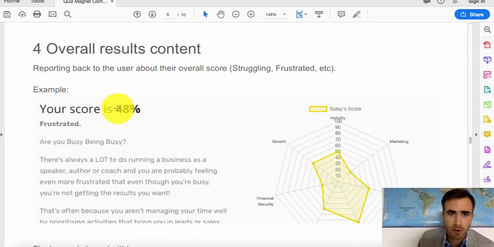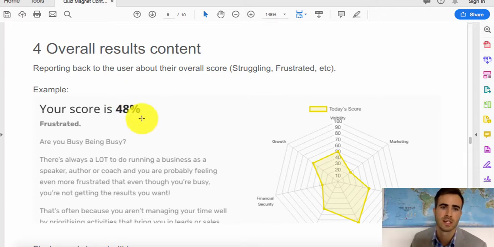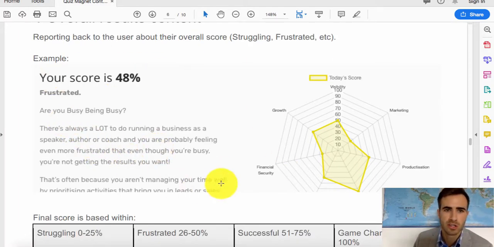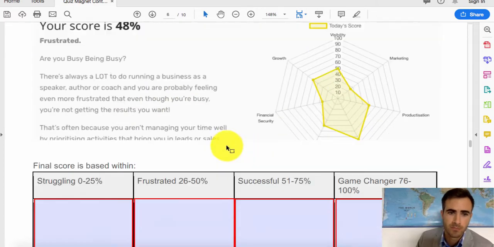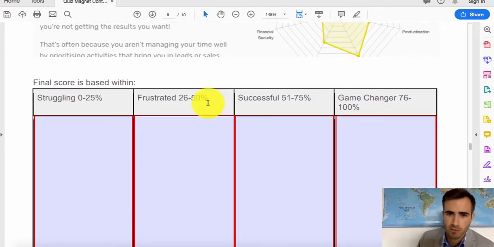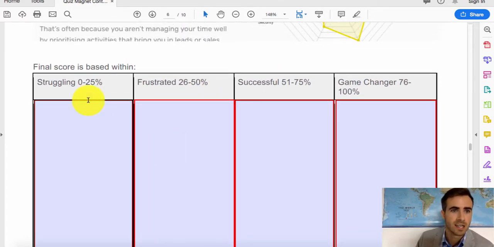Now, section number 4, once you've got your content in place, this is your overall results content, in terms of what might show up on a final page or in their PDF report in terms of text according to their particular score. So in this example, your score is 48%, and this is text around being frustrated, and this is very specific text that will show up only if you get between 26 to 50%, which is in here. So you can go down here, you can see we've broken that up into the 4 categories again.